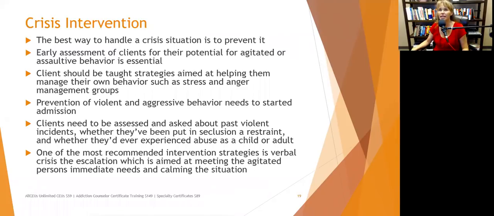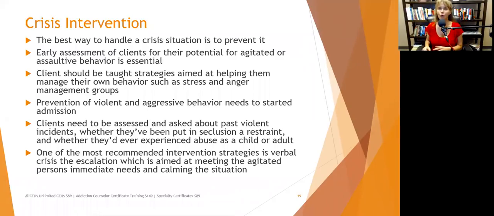One of the most recommended intervention strategies is verbal crisis de-escalation, which is aimed at meeting the agitated person's immediate needs and calming the situation. So, let me hear what you need. A lot of times a person in crisis, one of the first things they need is to be heard, because they feel out of control and they need to be heard and validated. Okay, let's do that. Another immediate need is to get rid of the bystanders, because the bystanders just inflame the situation. A third immediate need when people are upset is often to enable them to move.